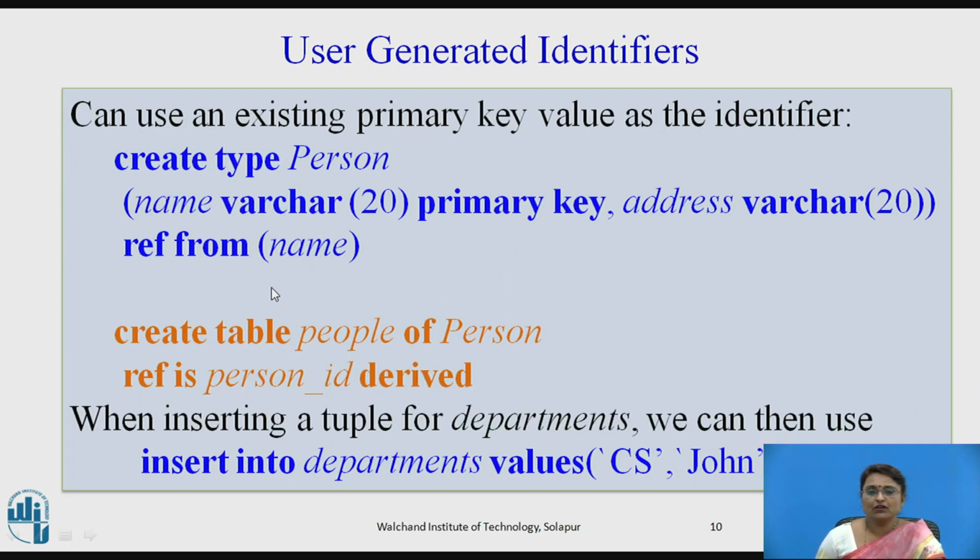Now in this one what we are doing, we are creating the person type, we are creating the table people, and one more thing we are adding here, person ID as derived. If it is derived, then how can we provide it? We are inserting the tuple in this way.